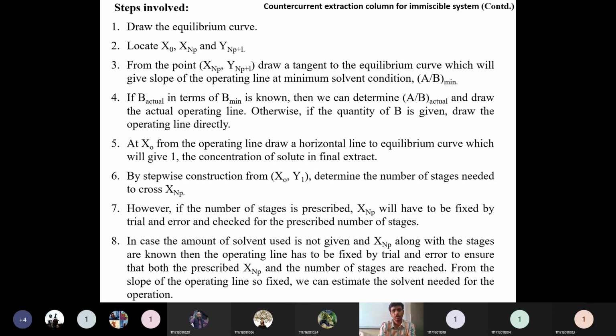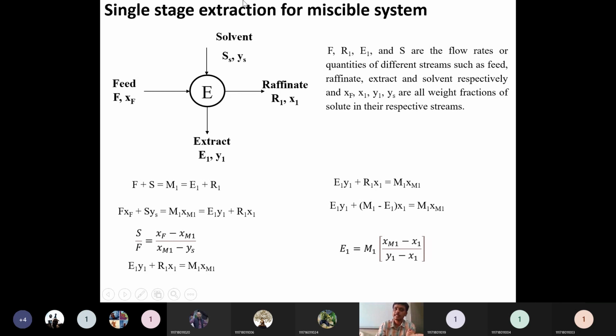Okay, this is the overall immiscible case. There are three cases. One is single stage extraction, then multi-stage cross-current extraction, and then what we have just seen, continuous countercurrent extraction. All three are immiscible cases. From the next class we will see single stage extraction for miscible cases.